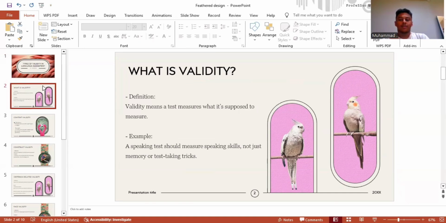Why validity matters? Fairness: valid tests treat everyone equally. Accuracy: valid tests give true results about someone's skills. Trust: people believe in the results of a valid test.